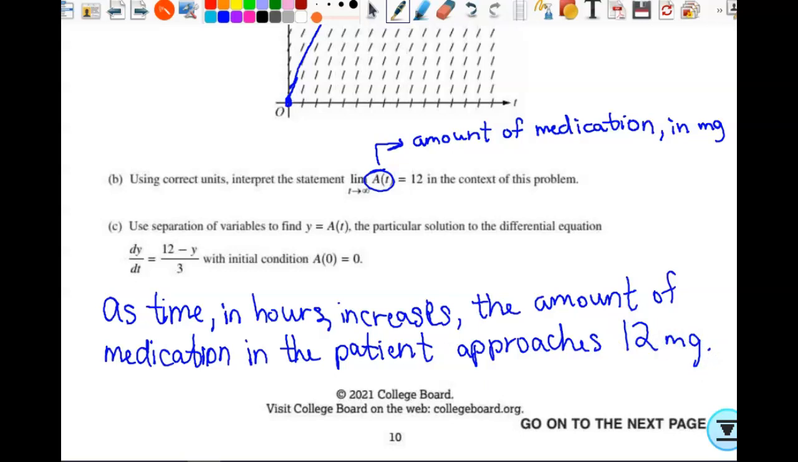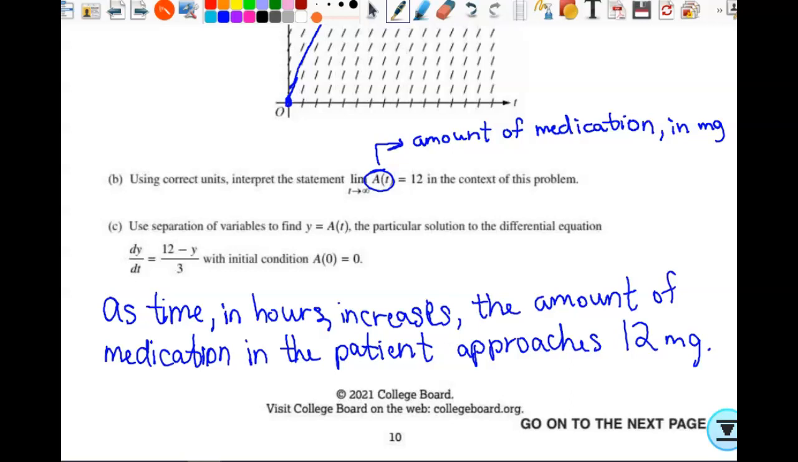All right, the scoring notes say there are 3 components you have to have. You have to be in context, so you have to know what A is: the amount of medication in this patient. We have to say it's approaching 12. And then we have to have the correct units. Time is measured in hours, medication is measured in milligrams. Everybody happy with that?